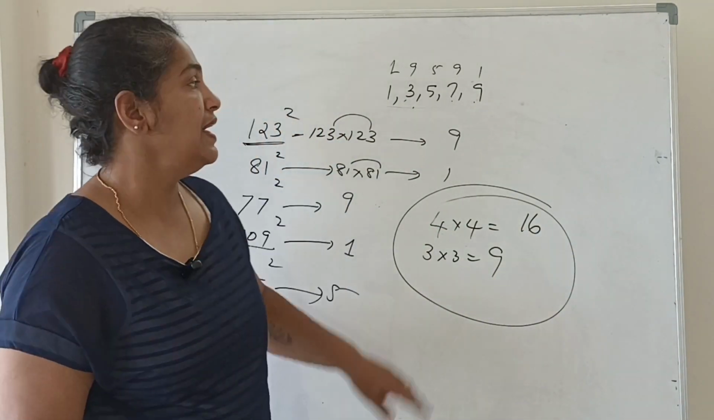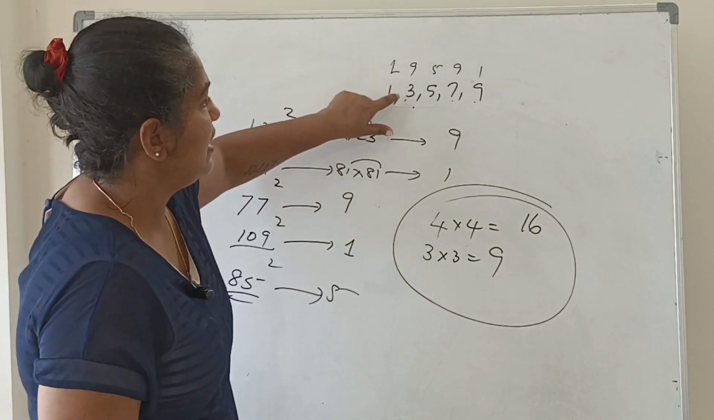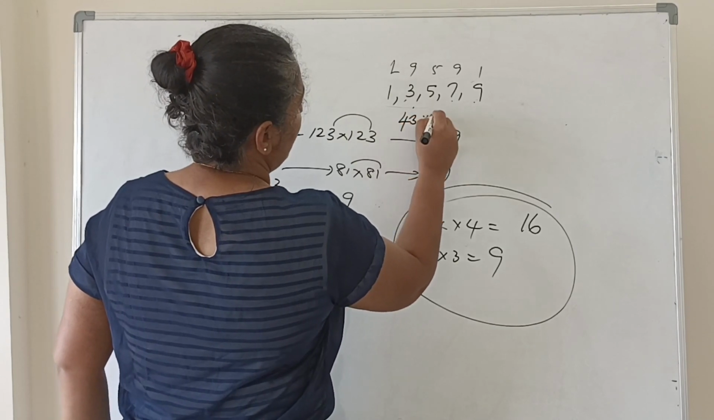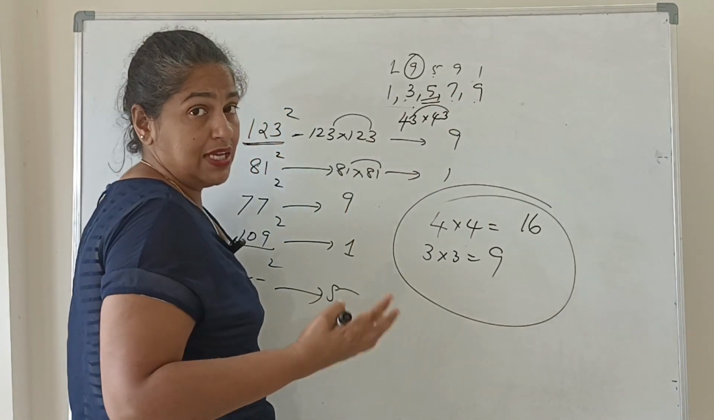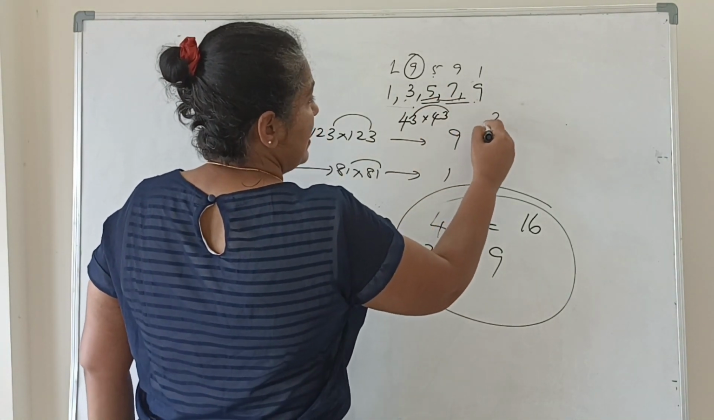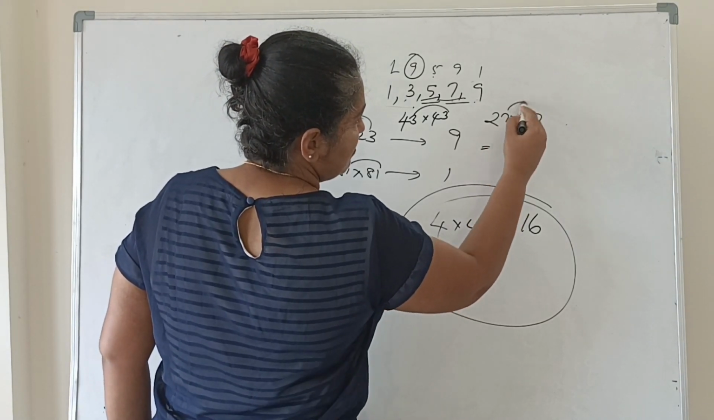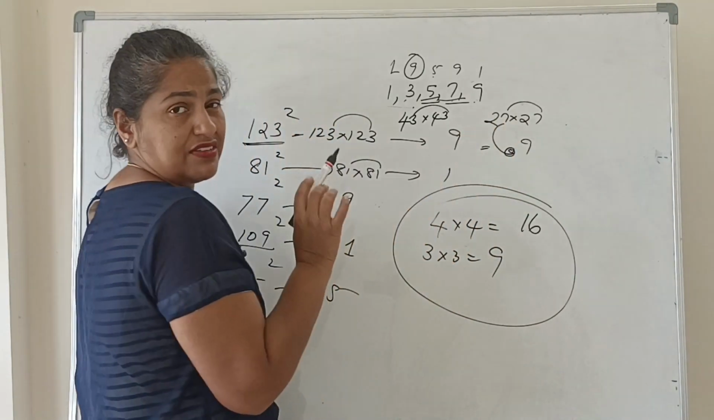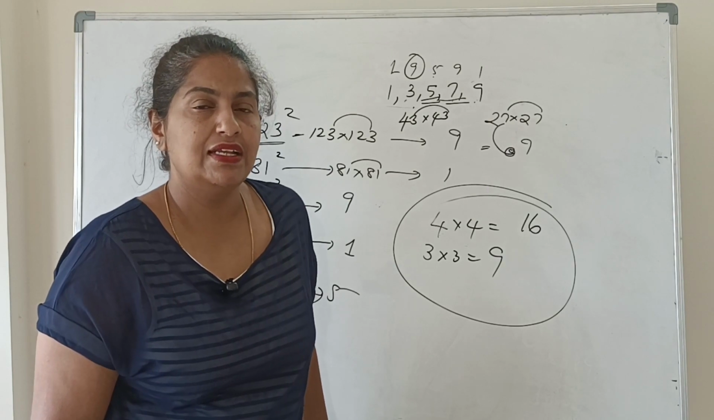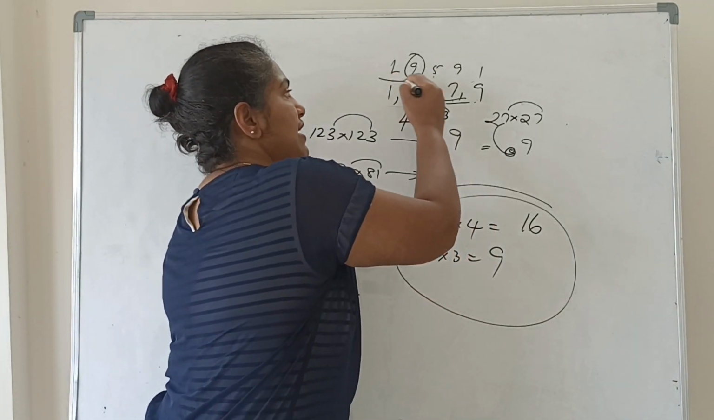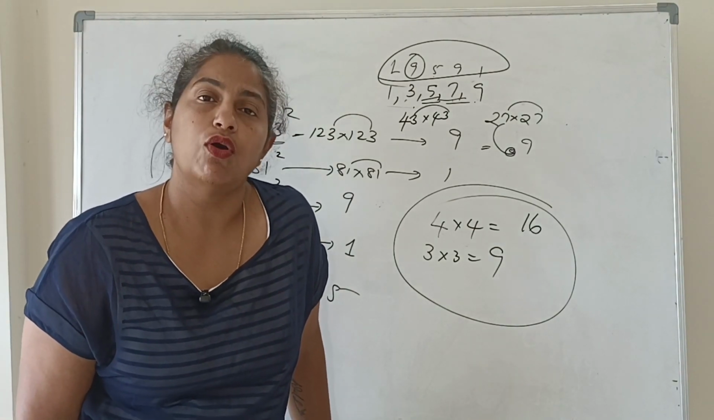So any number ending with a 1, when I am squaring it, will always end with a 1. Any number ending with a 3, for example 43, 43 into 43 will always end with a 9. 5, I don't really have to say. Any number ending with a 7, when squared, will always end with a 9 because 7 sevens are 49; the 4 gets carried off somewhere. Any number ending with a 9 will always end with a 1. So I can say that the squares of odd numbers always end with odd numbers. So the square of an odd number will always be an odd number.